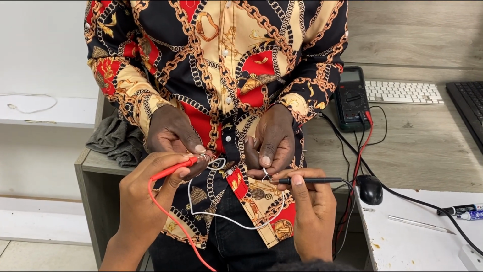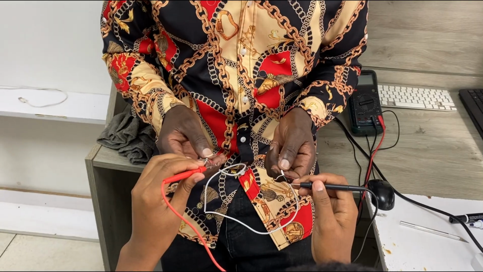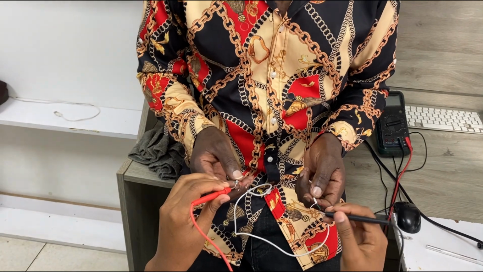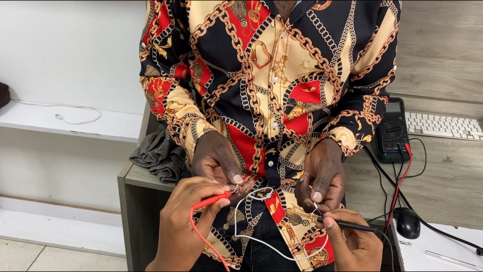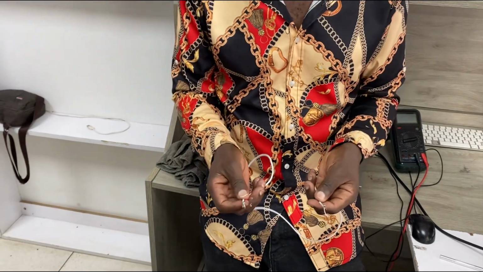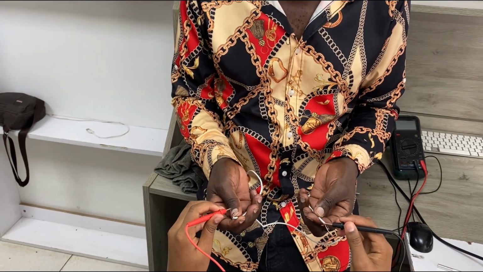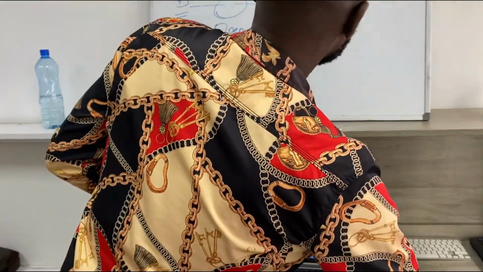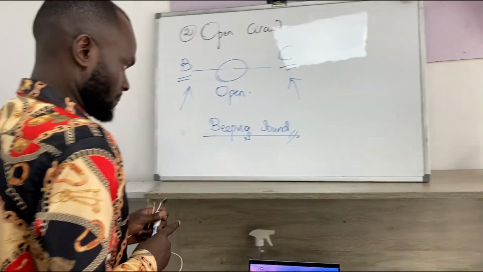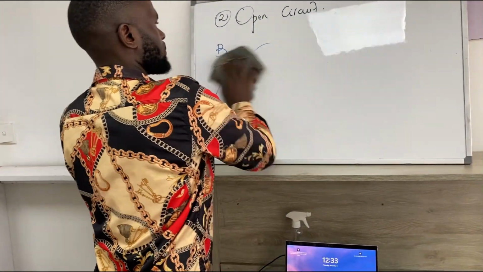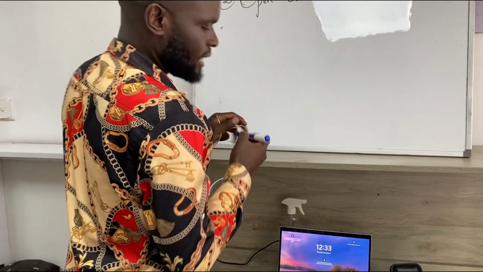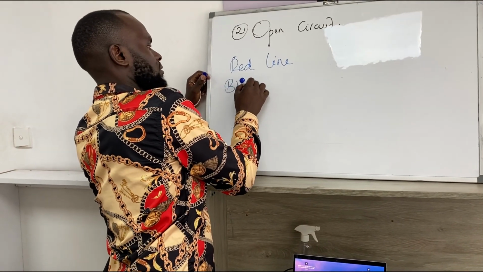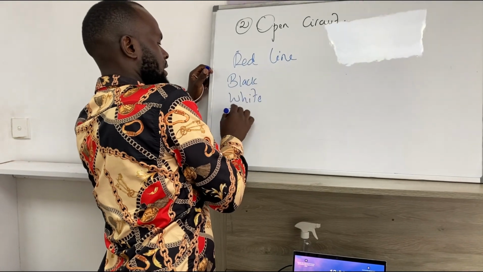There is nothing. Okay? Black and black. There is nothing. White and white. There is nothing, you see? But red and red, there is a beep. So only red and red is complete. So if only red and red is complete, it means it is only the red line that is continuous. Then you have the black, white, and green here.